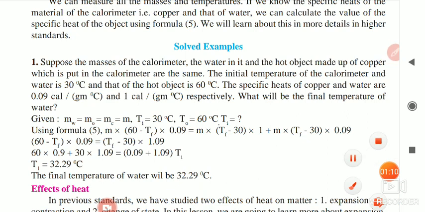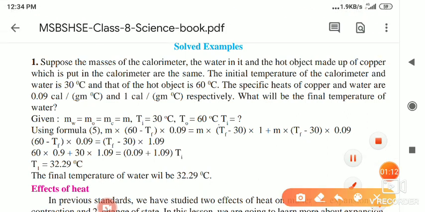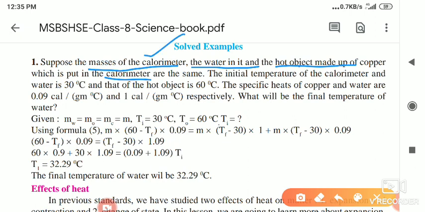So here is the question. Suppose the masses of the calorimeter, the water in it and the hot object made of copper, which is put into the calorimeter, are the same. So here all masses are the same, meaning mass of object m0 is equal to mass of calorimeter mc and mass of water mw, and that's why the common term m is taken for mass.